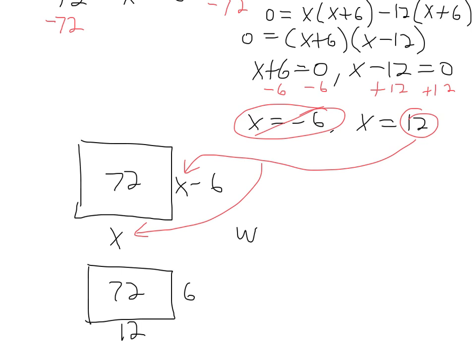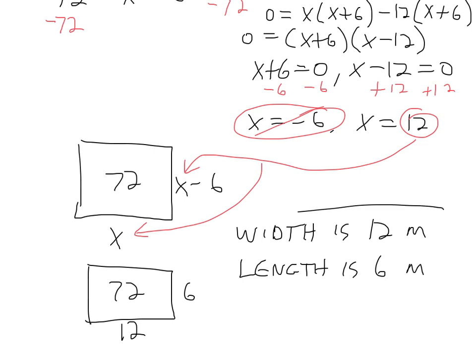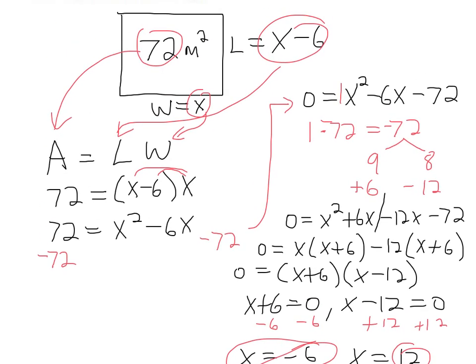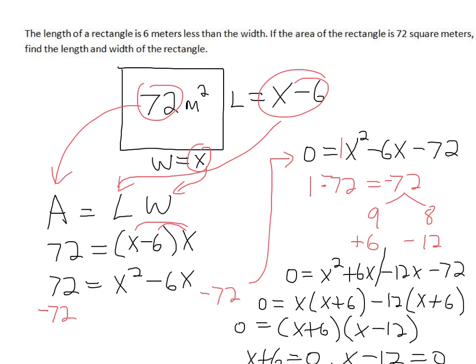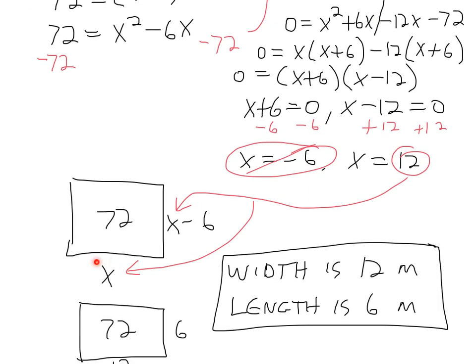Alright, so we have the width is 12 meters, and the length is 6 meters. That completes this problem. If you have any questions on why each of those are the way they are, you go back to the initial part, and we had started with width equals x, and length is x minus 6. So the width was x, and that's why I knew that the width was the 12 meters and the length is 6 meters. Okay.